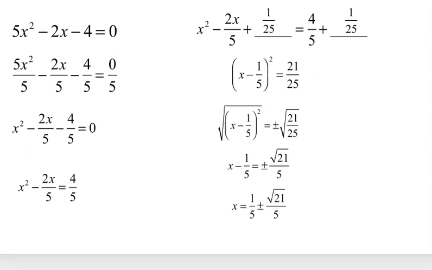How do I like to finish this? I like to go ahead and write the two answers in set builder form. So 1/5 minus root 21 over 5 and 1/5 plus root 21 over 5. And that will conclude this lesson.